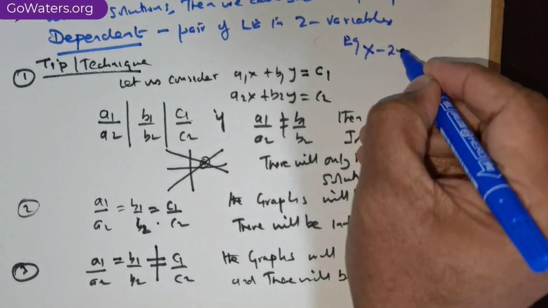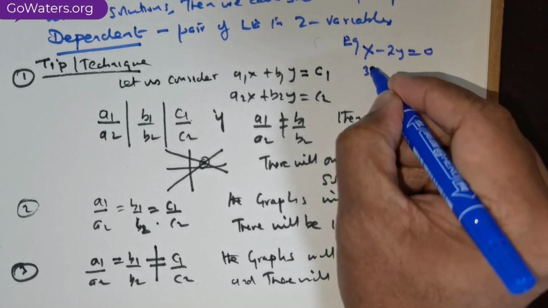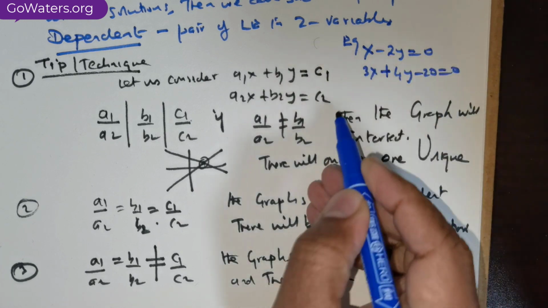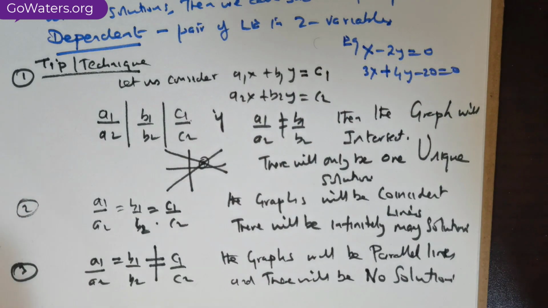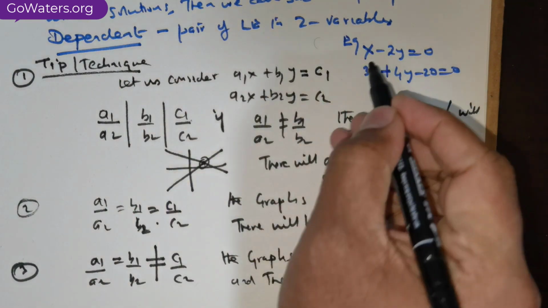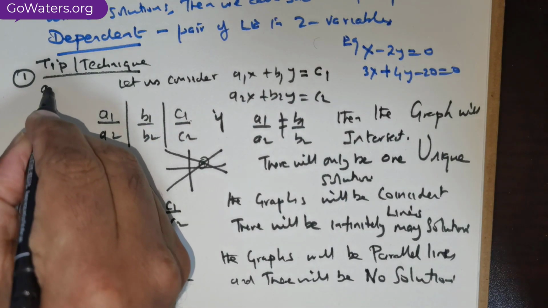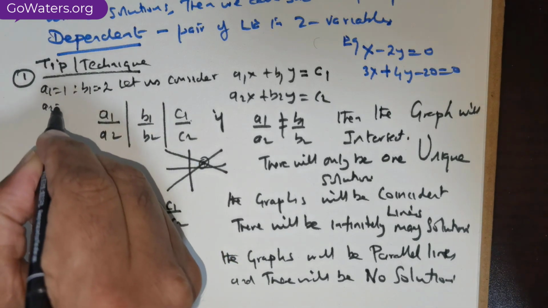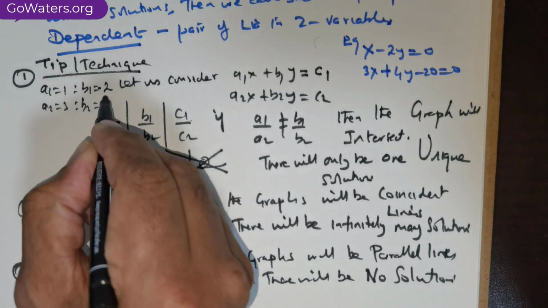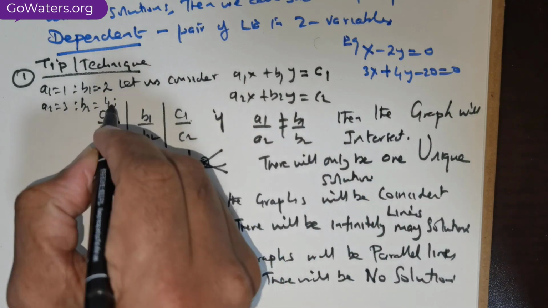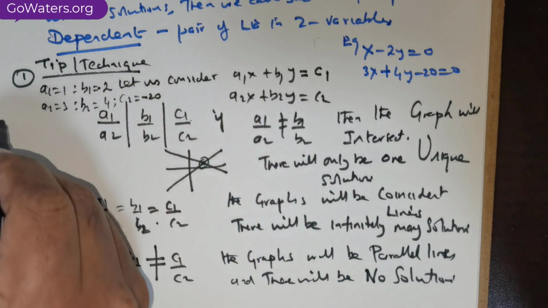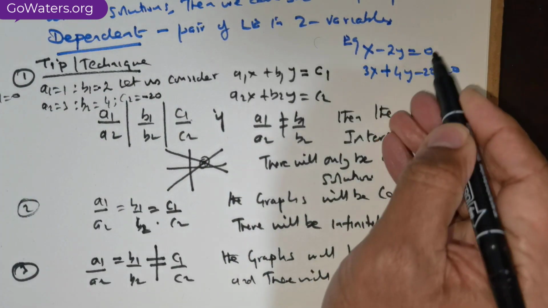Say x negative 2y is equal to 0 and 3x positive 4y negative 20 is equal to 0. First and foremost, you need to find out A1, A2. So from here, what is A1? A1 is equal to 1, B1 is equal to negative 2, and A2 is equal to 3, and B2 is equal to 4, and you got C2 here. C2 is equal to negative 20. Of course C1 is equal to 0 here, right? There is no C1 here.